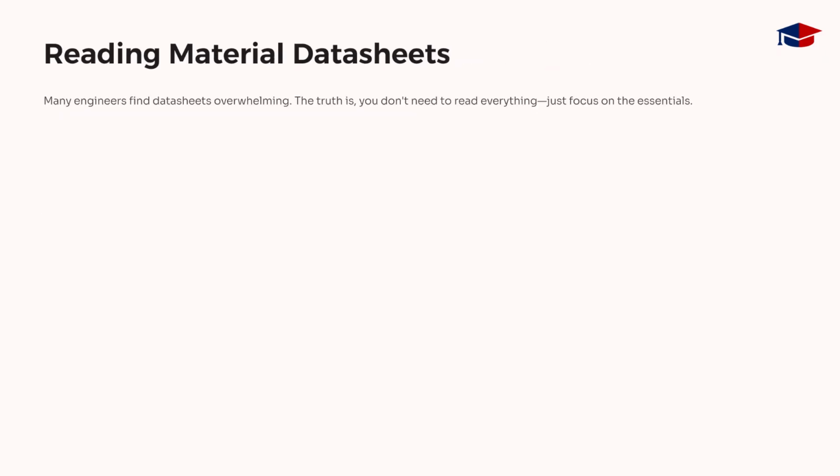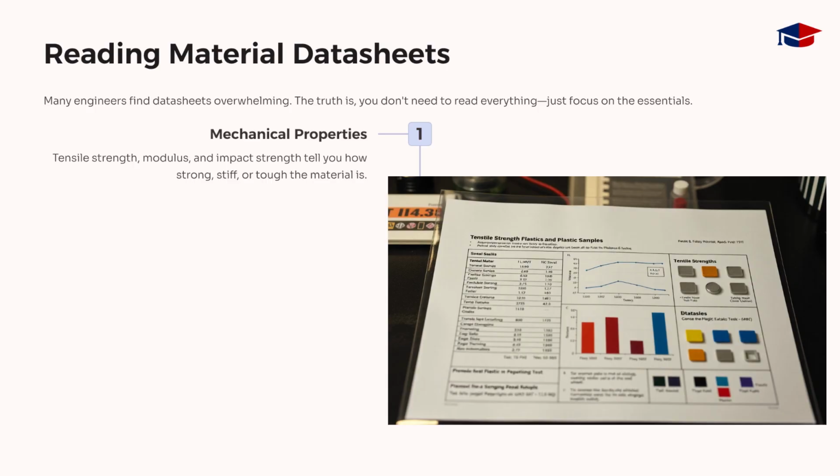But how do you actually compare materials? This is where the material data sheet comes in, and many engineers find it overwhelming. The truth is, you don't need to read everything, you just need to focus on the essentials. Start with mechanical properties: tensile strength, modulus, and impact strength. These values tell you how strong, stiff, or tough the material is.